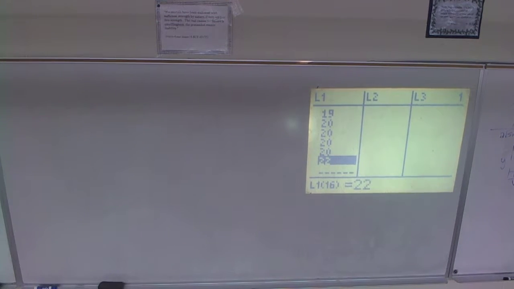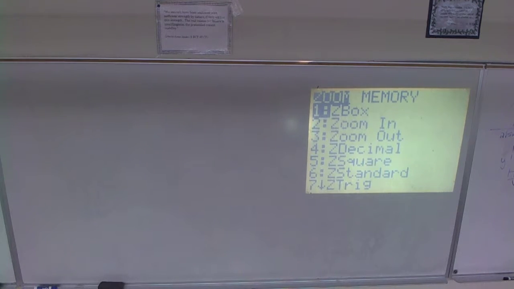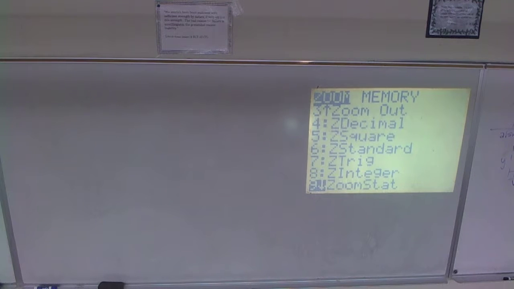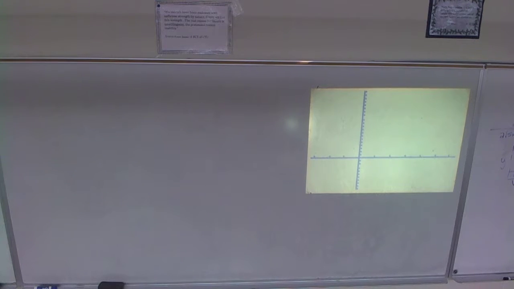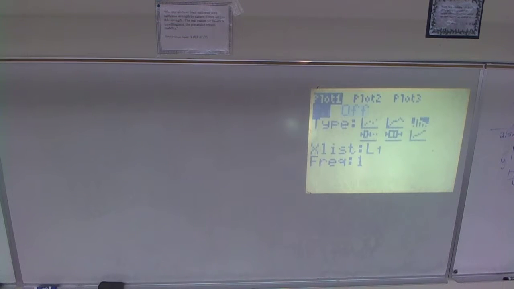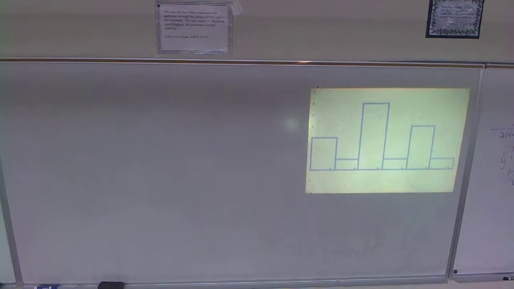So histogram time. Zoom stats. I don't think you turned it on here. I didn't turn on my plot. Zoom 9 again. A lot of the time, if you have an issue, just hit Zoom 9 again. A lot of the time, you just need to rescale it again. So there's a histogram.